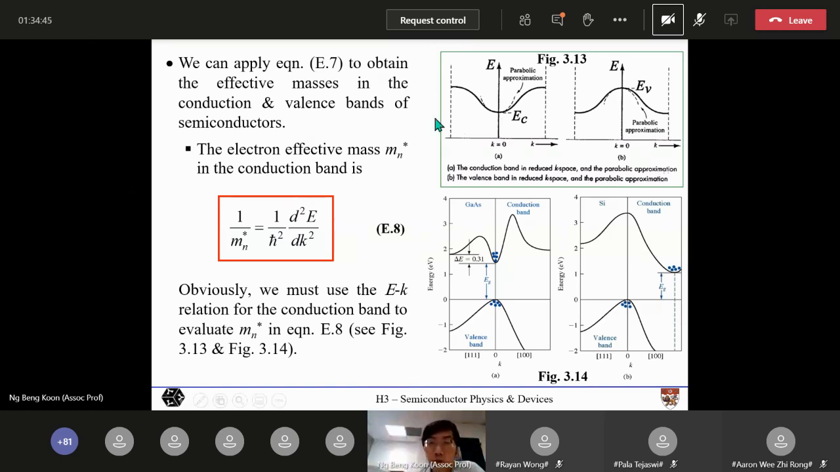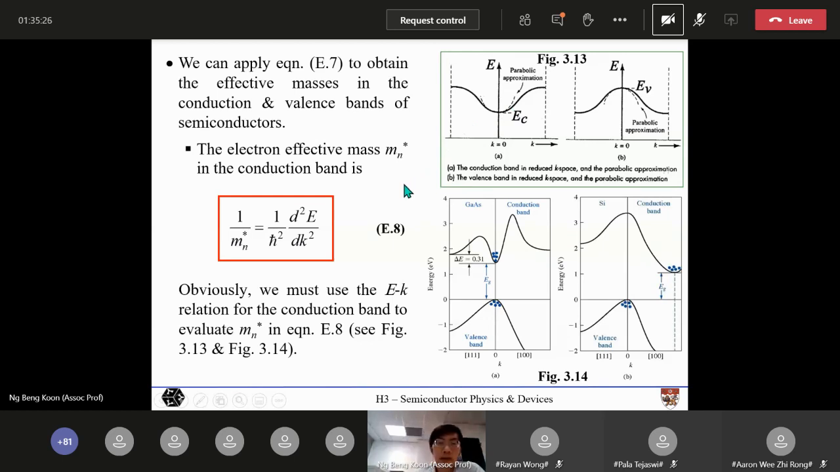So if you assume that the relation derived earlier is applicable because this is approximately parabolic, then we can write down the effective mass as the reciprocal of the second derivative of the EK diagram. In other words, this second derivative of the EK diagram gives us some effective mass quantity for the electron. This second derivative basically refers to the curvature of the EK curve. This is math: if you find the second derivative, it refers to the curvature, how fast the gradient is changing.